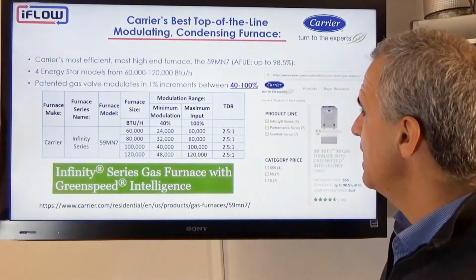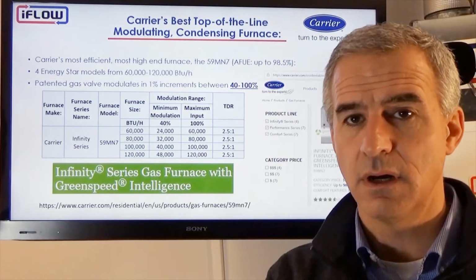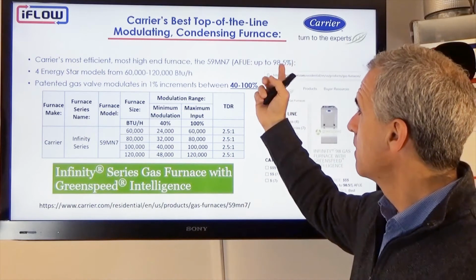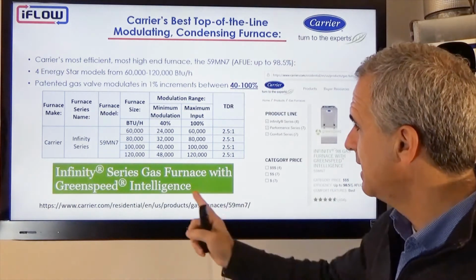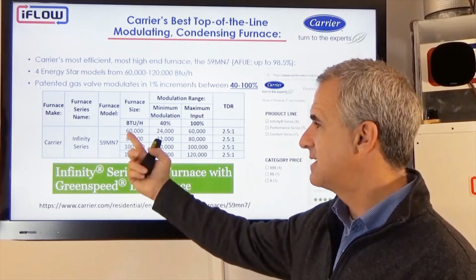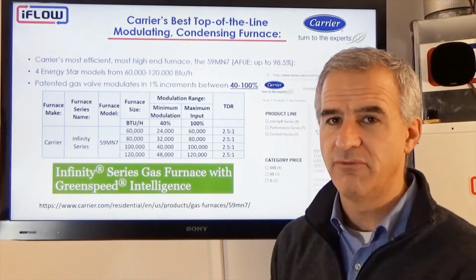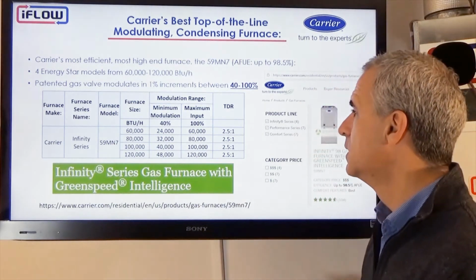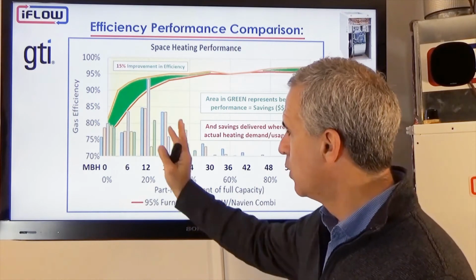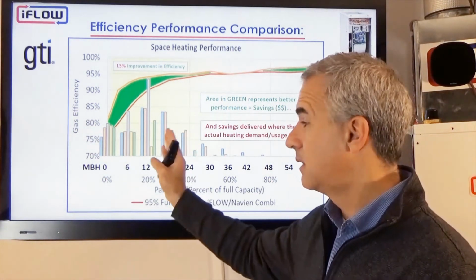So now let's go back to our Carrier again. These AFUEs, these are the best furnaces on the Energy Star site at this point in time. 98.5, but again, remember the smallest furnace in this series is a 60,000 BTU furnace, and its minimum input is 24,000 BTUs. So how do you think it's going to be performing when most of the demand is below 24,000 BTUs? It's going to be the same.